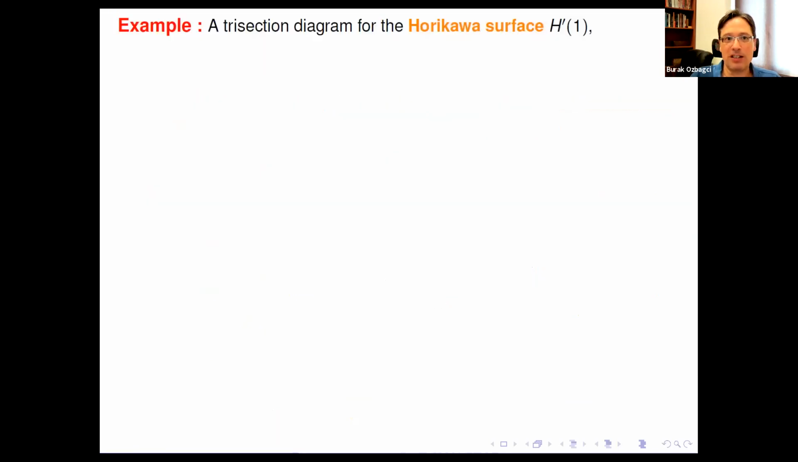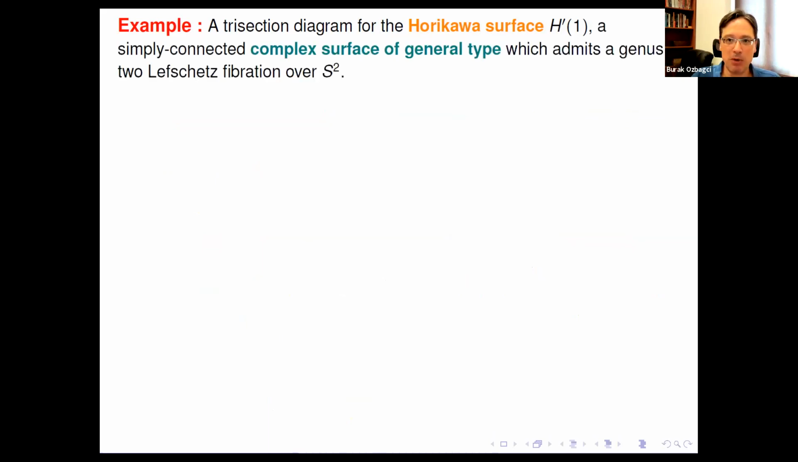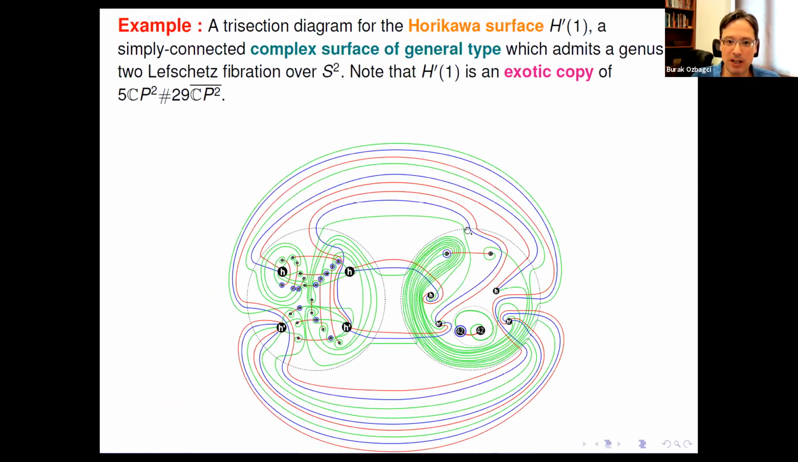So I want to finish with this example. A trisection diagram for the Horikawa surface, which has a name H'(1), a simply connected complex surface of general type, which admits a genus 2 Lefschetz fibration over the sphere with 40 singular fibers. In fact, it's an exotic copy of 5CP2 blown up 29 times. So here is the diagram that we drew with Nick Castro. Well, it's supposed to be a surface of genus 46, and these curves represent the trisection in a certain way.